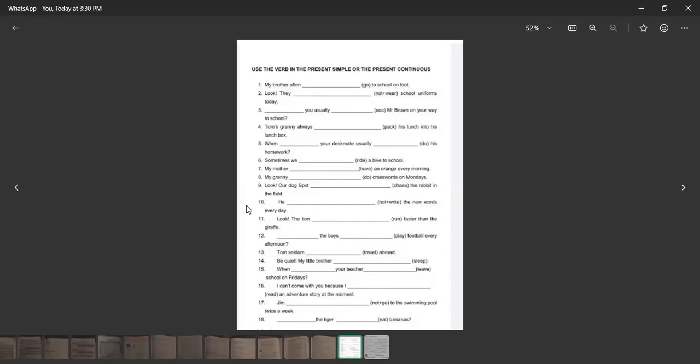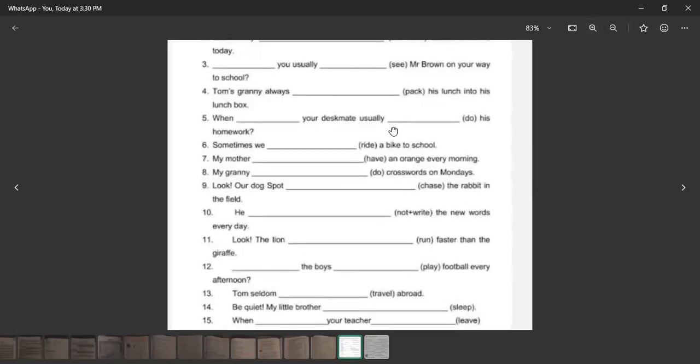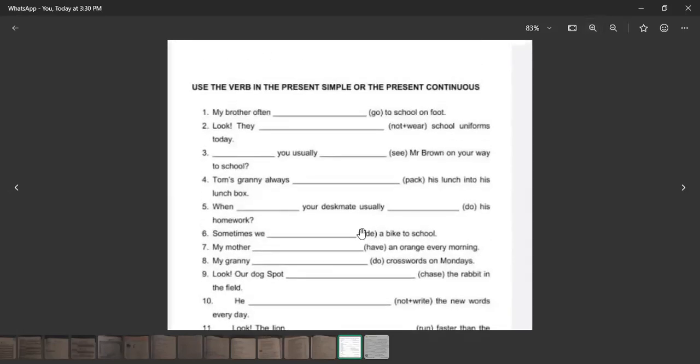Can you see the screen share? طيب اقراها كده معلش من الاول يا عمر. My brother often went to school on foot. هو often ده keyword for which tense؟ Present simple.